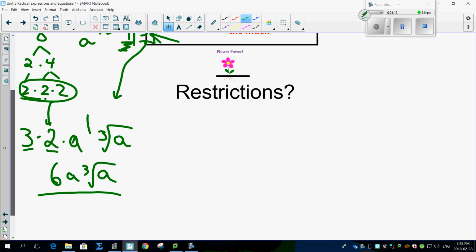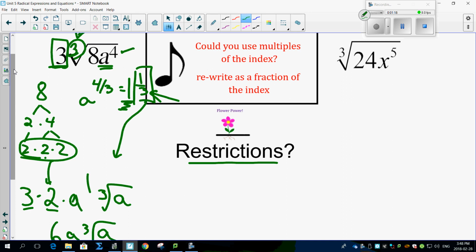Now, I know I've got this word here. I'll get back to it as soon as I finish this section off. All right, let's go look at it again. Now again, you're looking for cube roots.